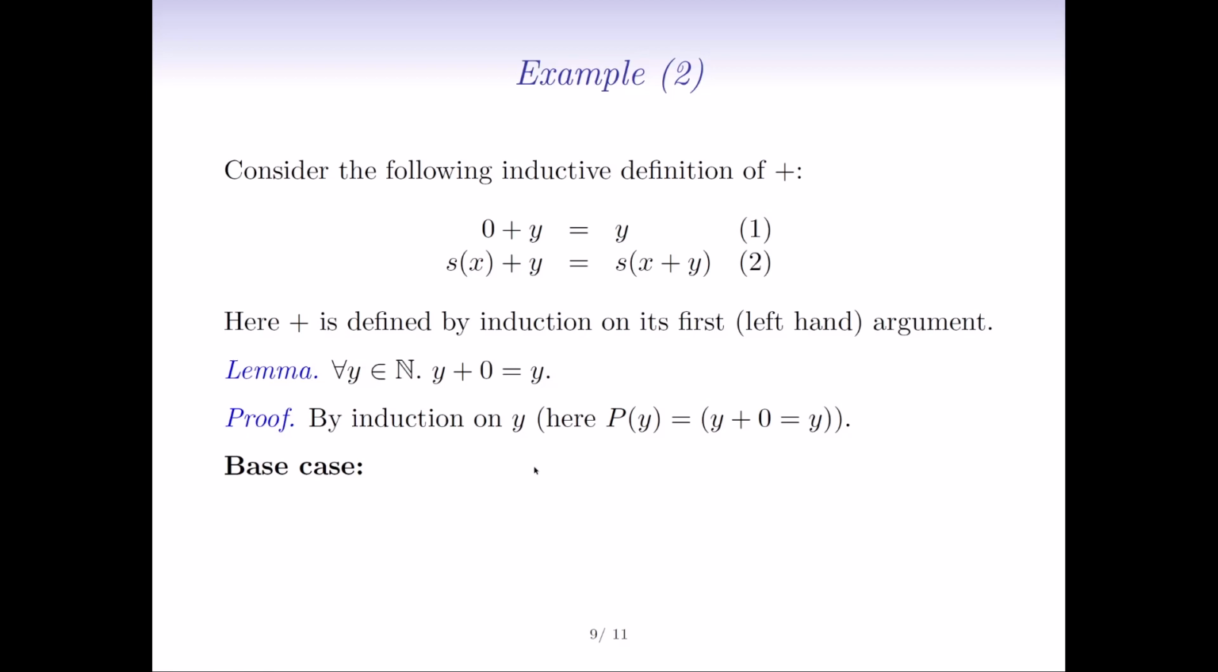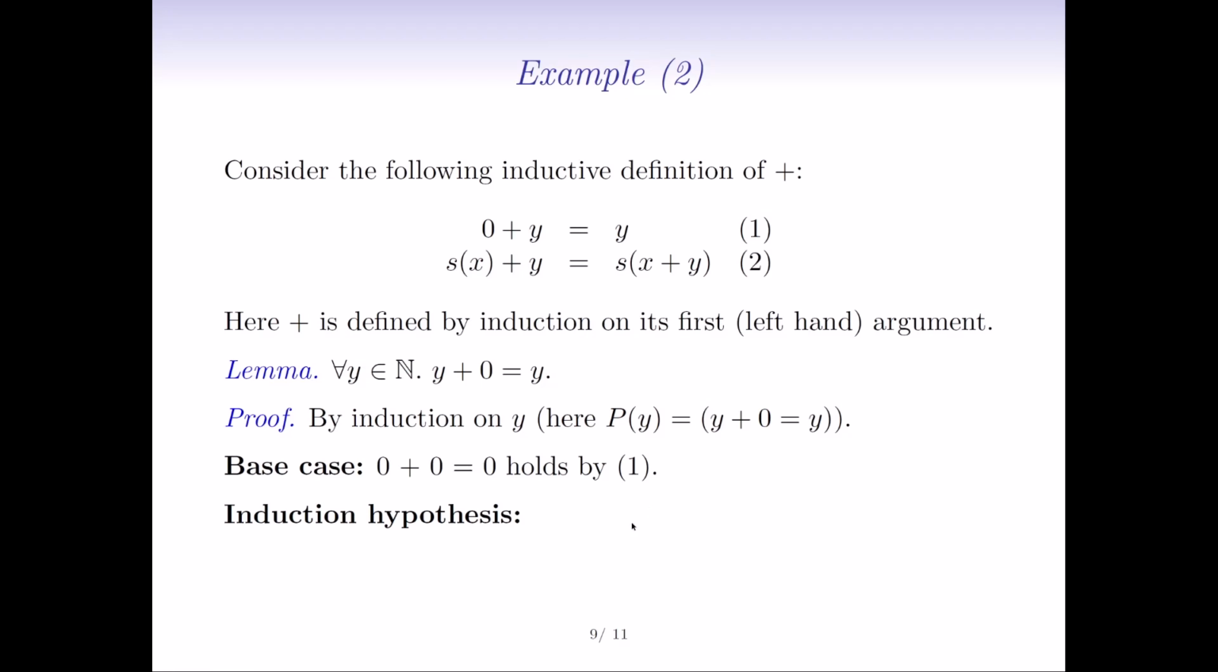Now, as before, we have to show that the base case of the induction holds, which means showing that p is true of the number 0. Now, just by substituting 0 into this formula for y, that means that we have to show that 0 plus 0 equals 0. And that is true immediately by equation 1. It's an instance of equation 1.